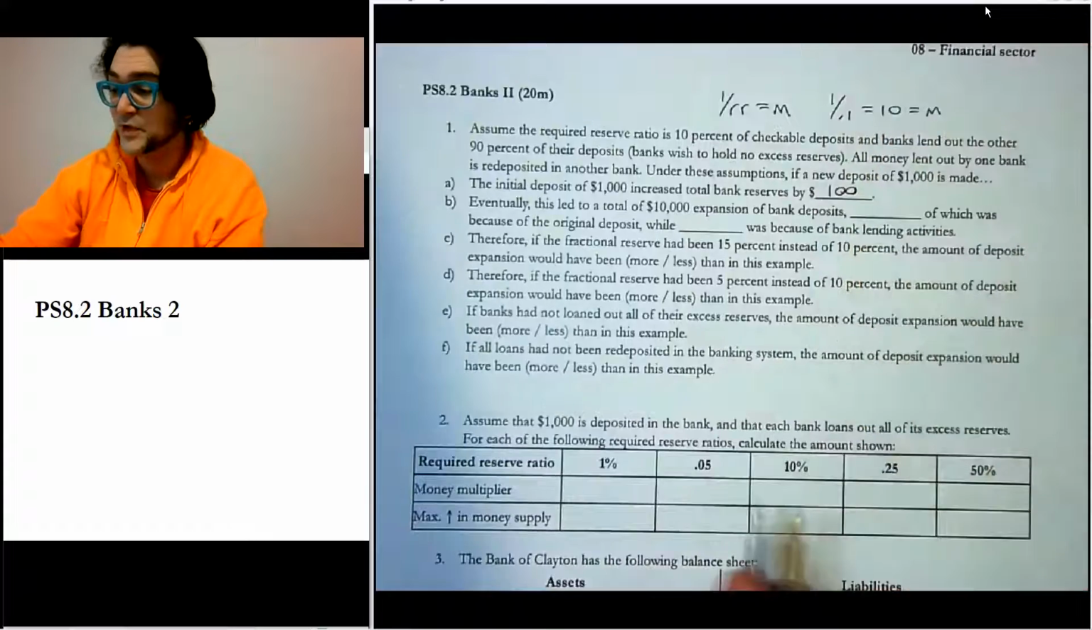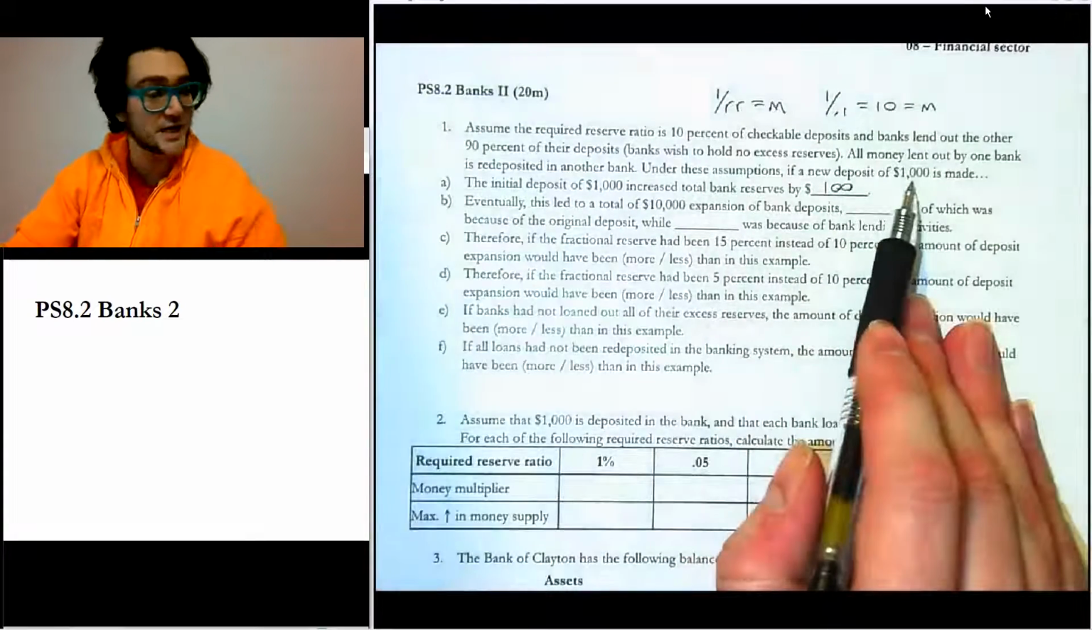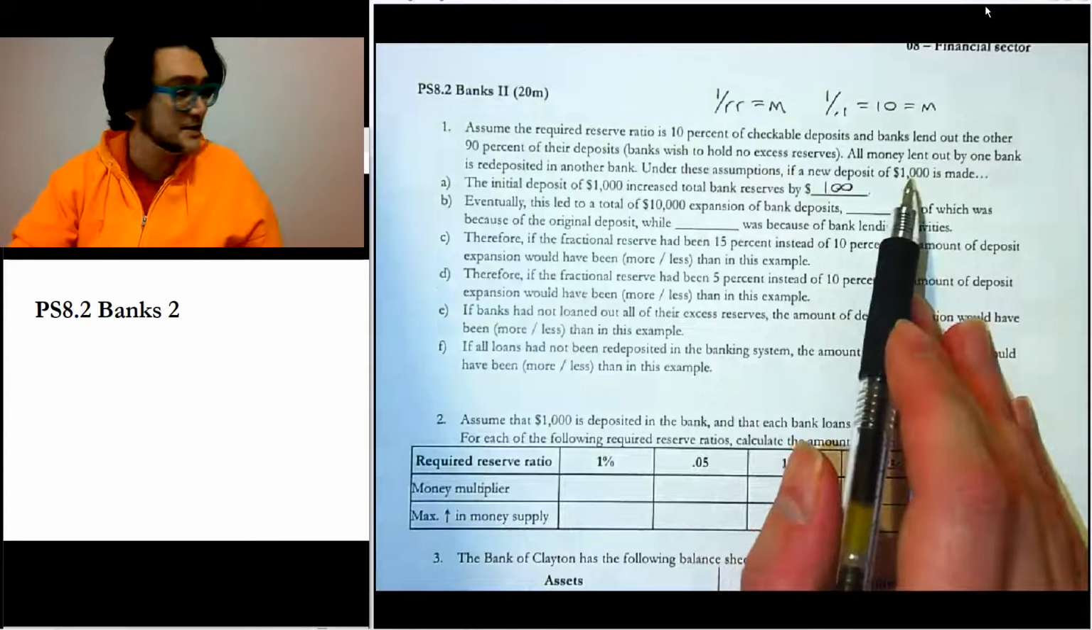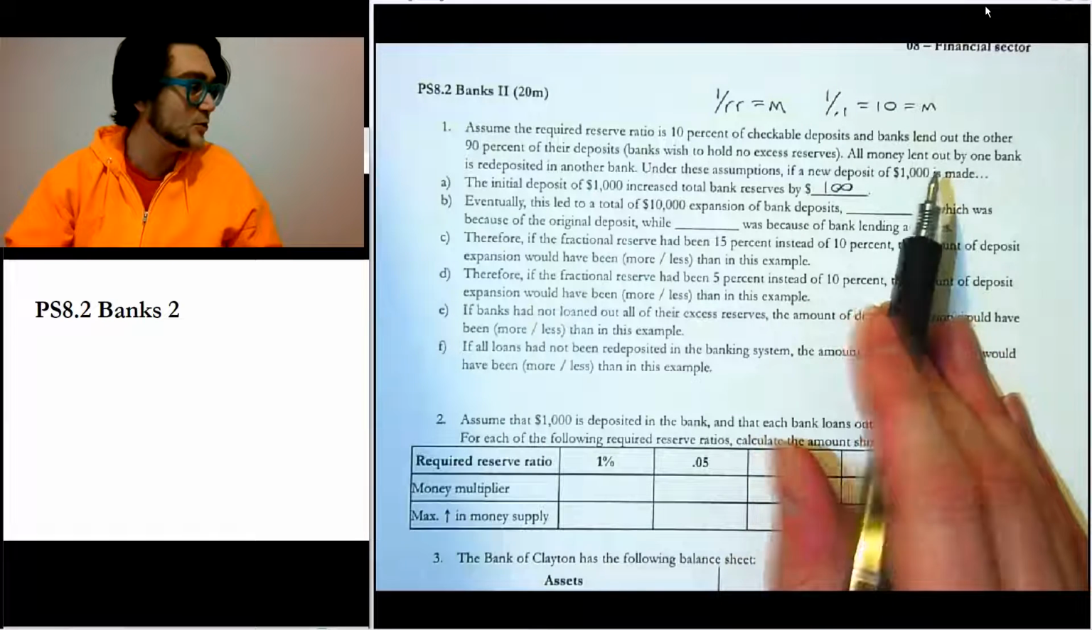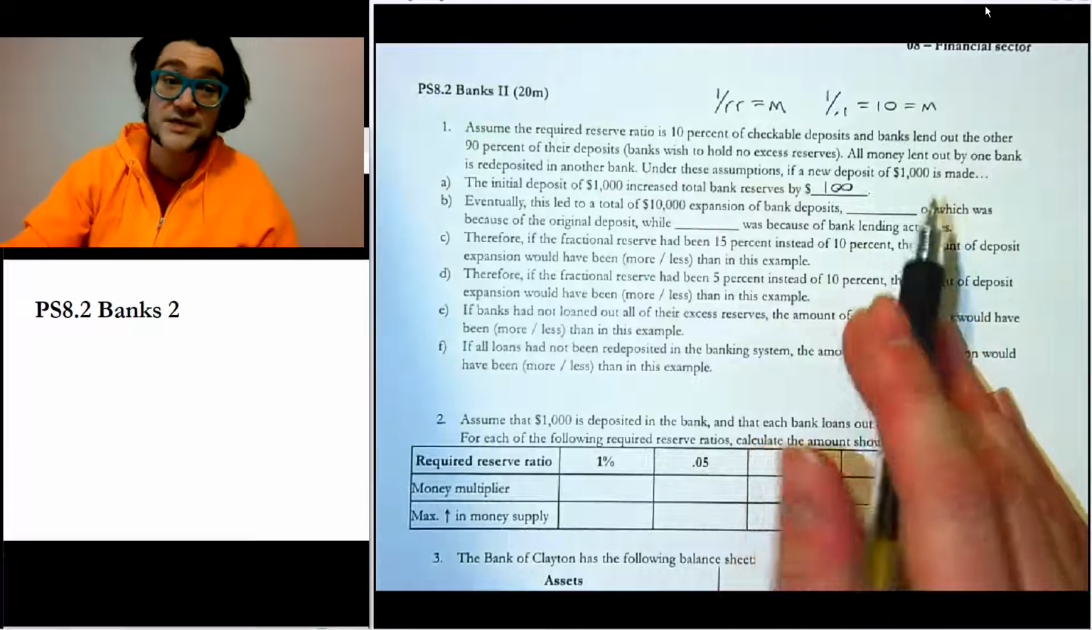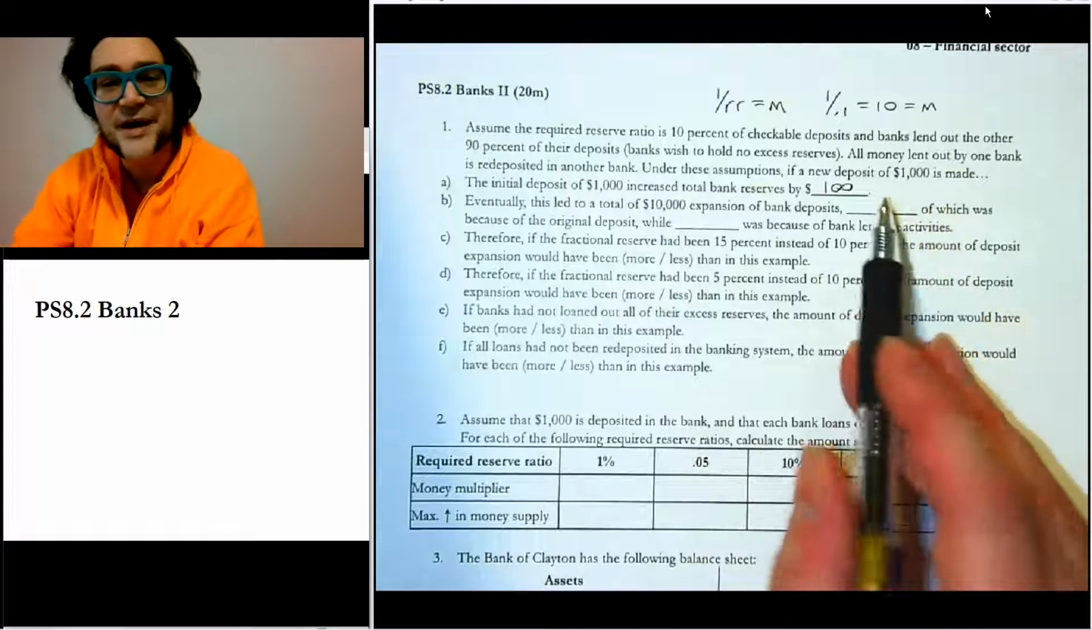That's the money multiplier. And we know that the new deposit of $1,000, my dog is very sad. I'm talking and I'm not talking to him. Homer, you're okay. You're a good boy. Sorry, this is the beauty of teaching in the pandemic.